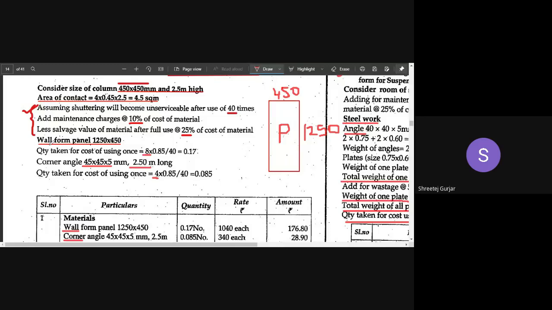Okay. So the wall panel, all this panel which we are using for your column, the panel size I have shown over here: it is 450 in width, and in height it is 1250. The height and width of one panel I have shown over here. Now, how have we arrived at this 8? Can you calculate and tell me how we arrived at this 8 number of panels, quantity taken for cost for using once?